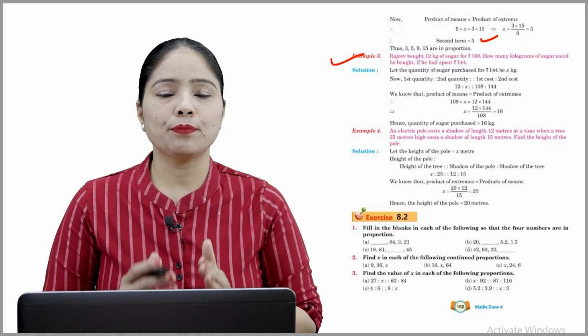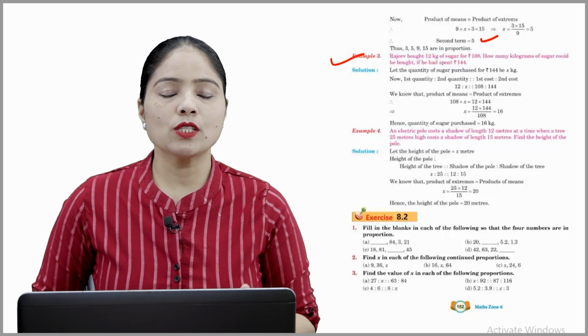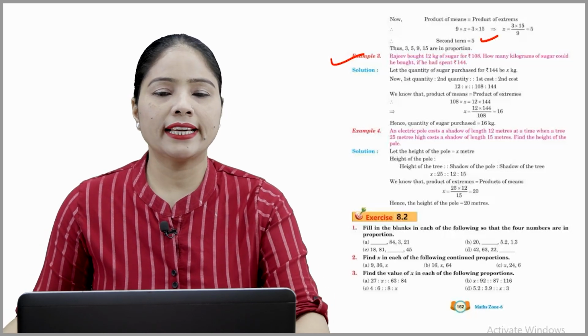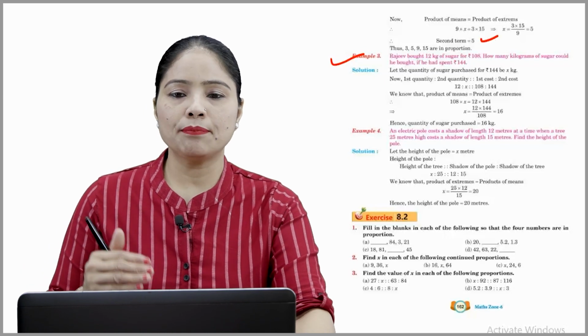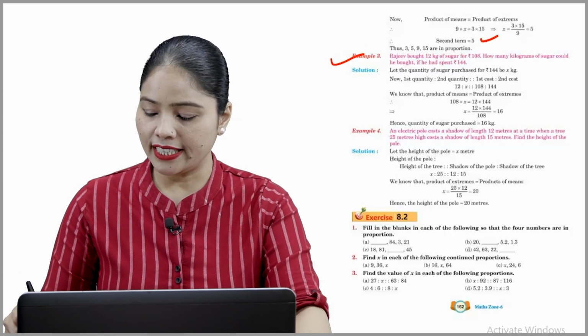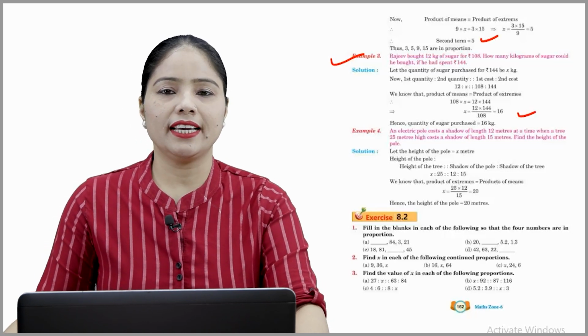We know that product of means is equal to product of extremes. So that is why 108 we multiply with x is equal to 12 into 144. After simplifying our answer is 16. Okay. Hence the quantity of sugar purchased is 16 kg.